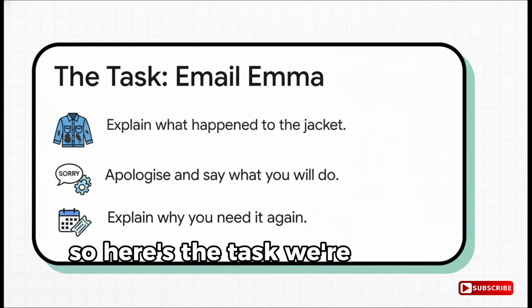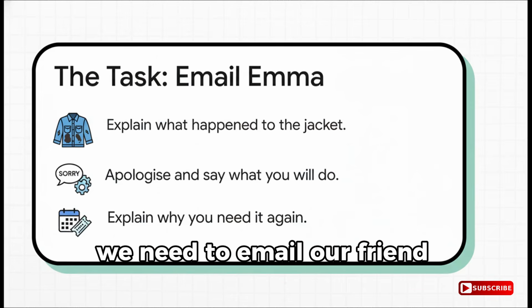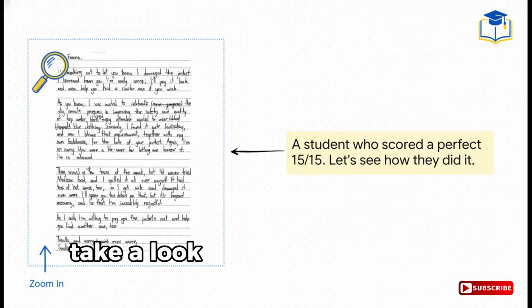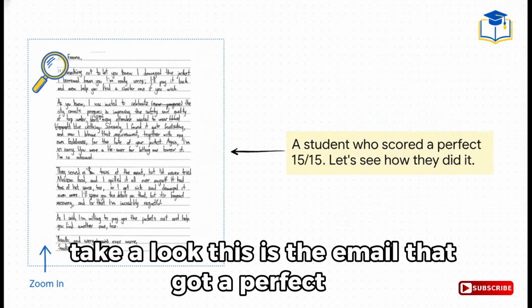So here's the task we're working with. We need to email our friend Emma, and the 3 points are: explain what happened to the jacket we borrowed, apologize and say what we're going to do about it, and explain why we need the jacket again soon. Pretty straightforward. All right, take a look. This is the email that got a perfect 15.